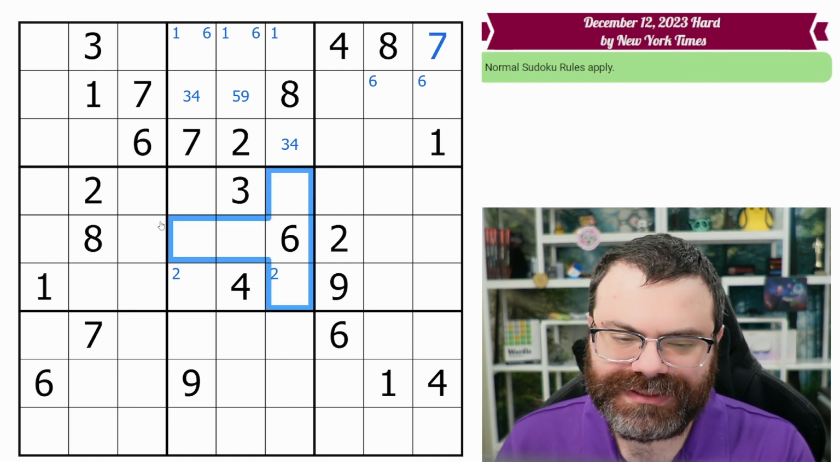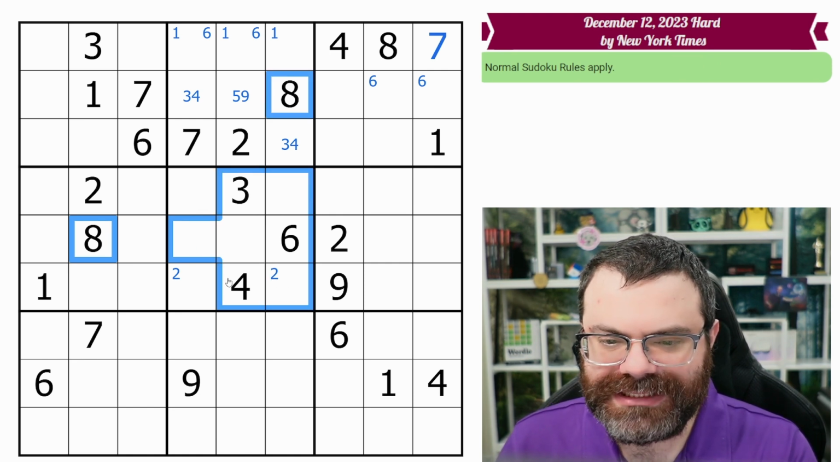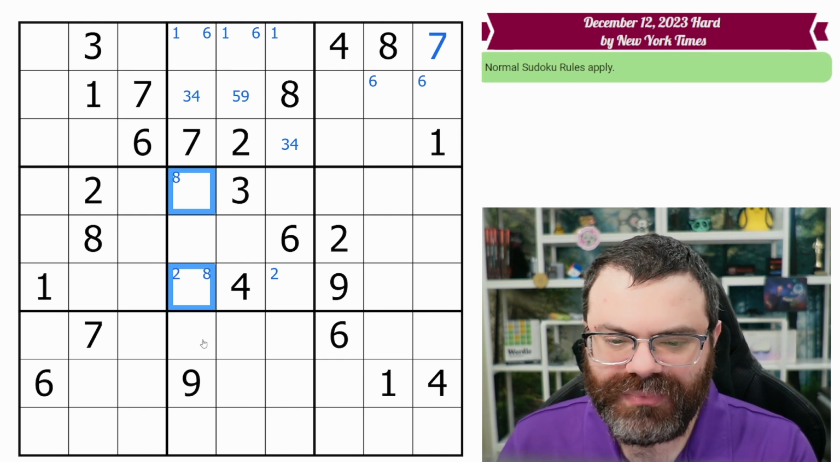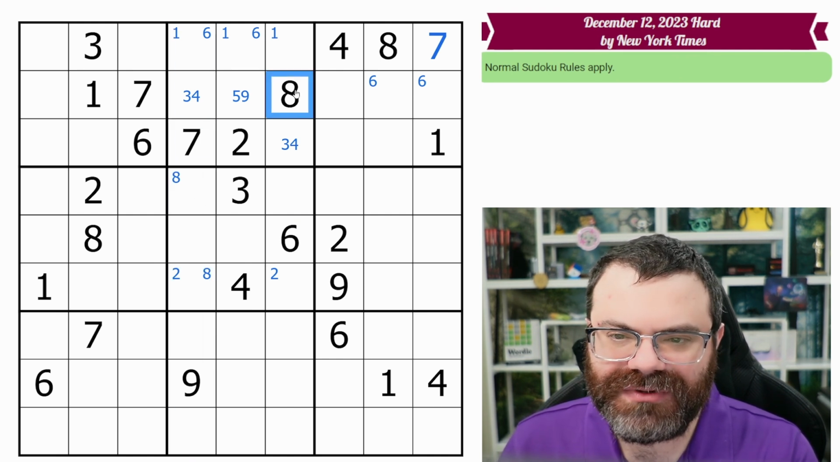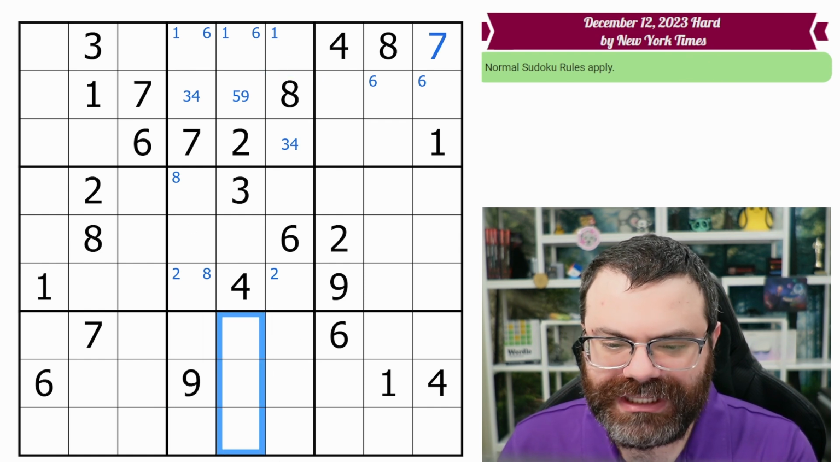8s. 8s are nice. So this 8 looks in, this 8 looks in. And this 3, 4 are not 8. So 8 is in one of these two. And that, again, is going to point. So that points down. I mean, it technically points up as well, but there's already an 8 in the box, right? So the 8s point down. This 8 looks down. Putting an 8 in one of these 3.